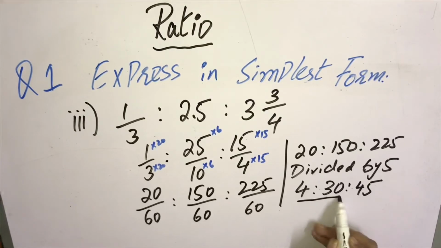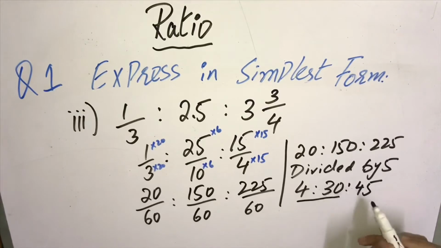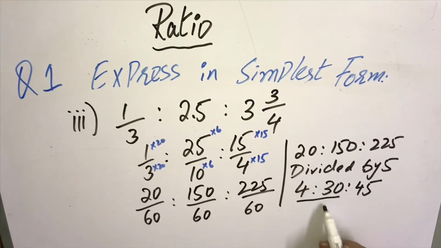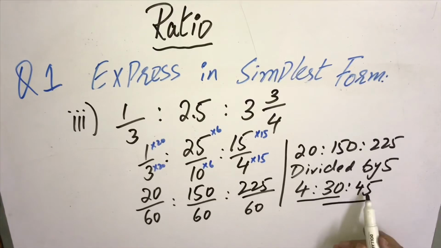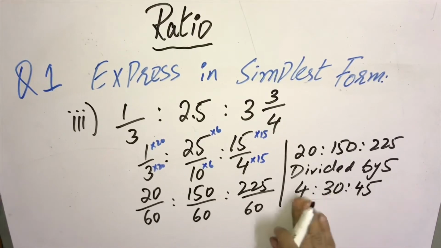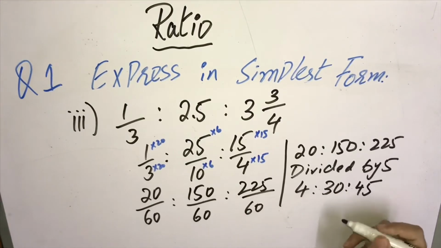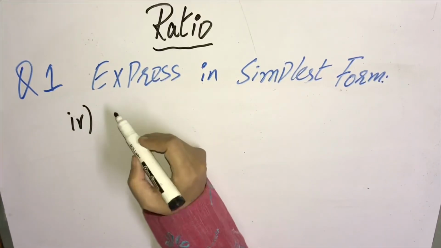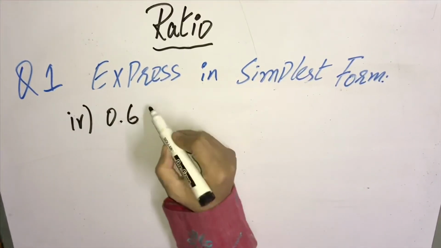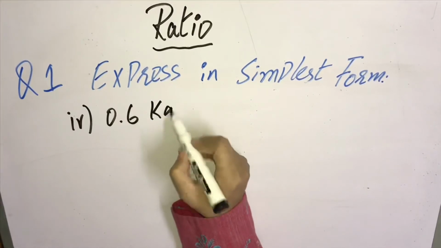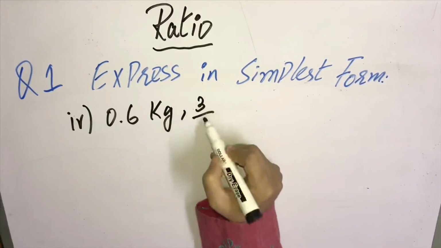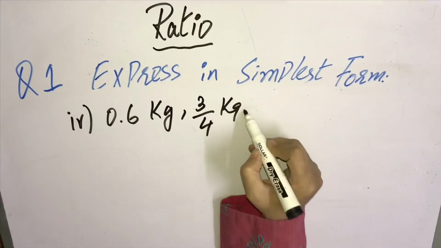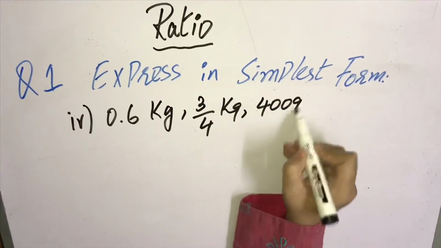If these two are even, we can divide them with 2, but we cannot divide 45 with 2. These two are divisible by 3, but we cannot divide this 4 with 3. So we shall leave our answer as it is, and this is the maximum possible least form or simplest form for this question. Another example, we may have a question like this: 0.6 kg, 3 by 4 kg and 400 grams.